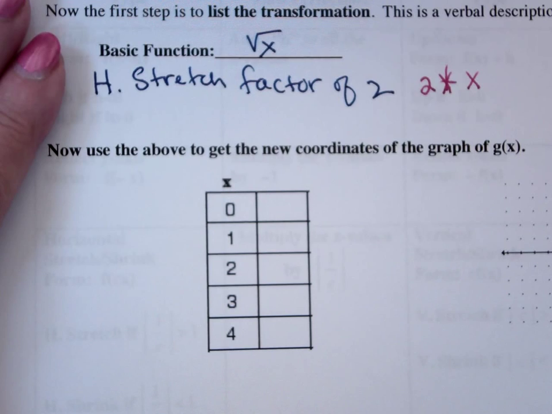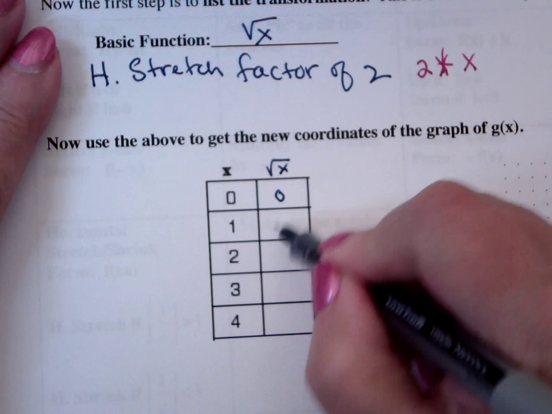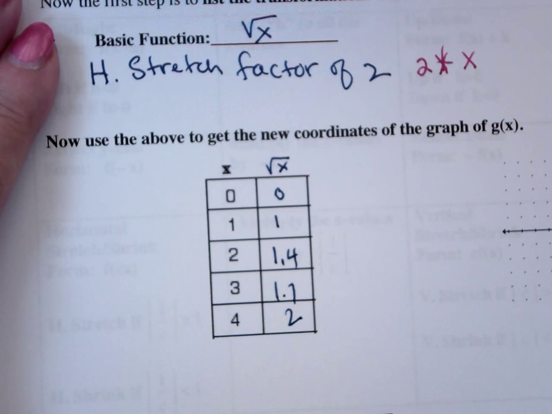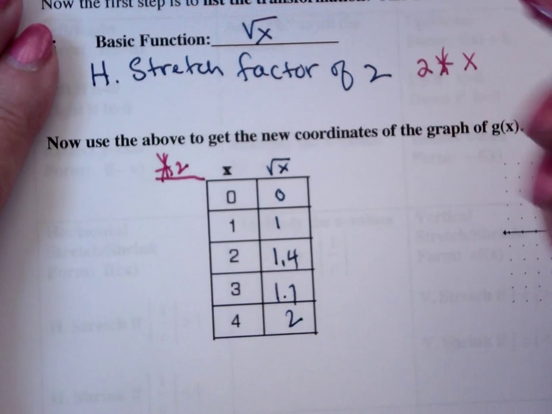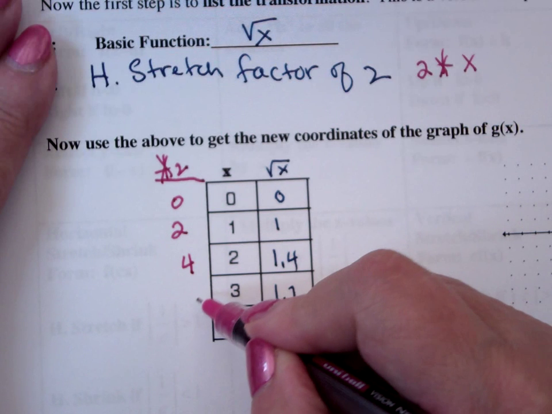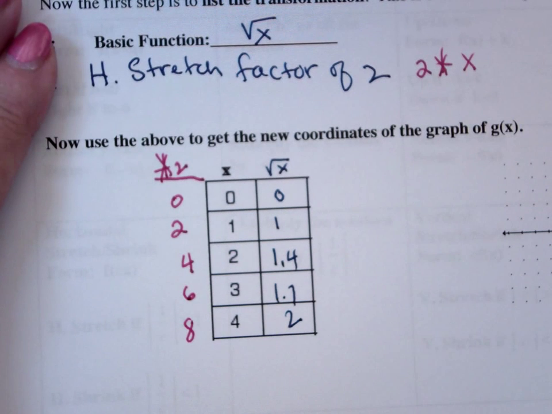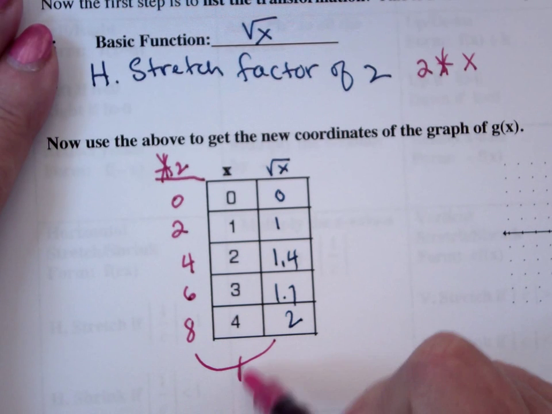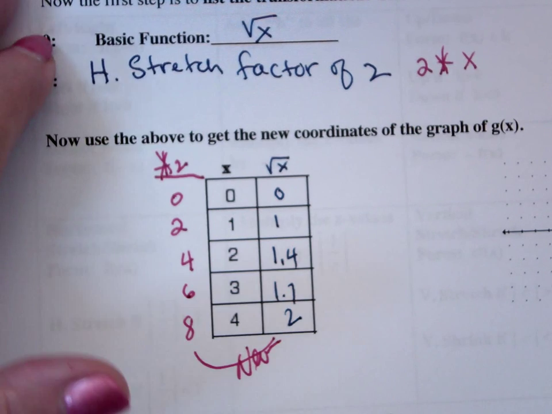So now I need to set up my table. So this is the square root of x. And 0, 1, 1.4, 1.72. You get so used to that. And that says I'm just going to take 2 times the x values, which is 0, 2, 4, 6, 8. I had to think about that for a second. That's my new graph. Now let's think about what happens whenever I take square root.